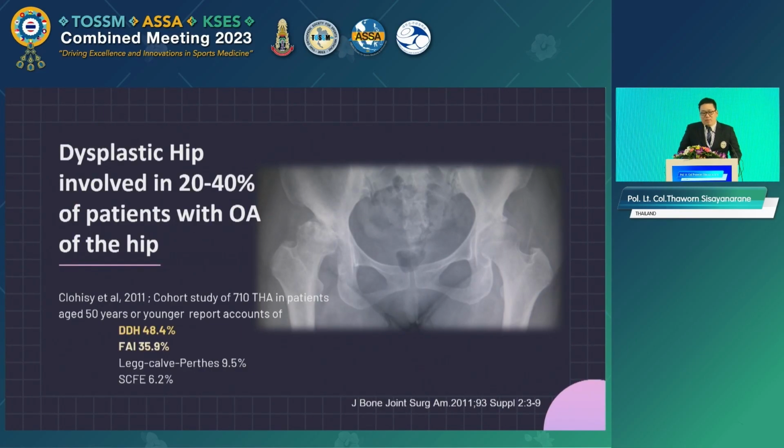As we know, the dysplastic hip is a common cause that leads to osteoarthritis in young patients. Clohisy in 2011 reported that DDH is the most common primary cause of the osteoarthritic hip in the young. The second most common one is FAI, as we know. So it is important for us to detect this condition in young patients and adolescents.